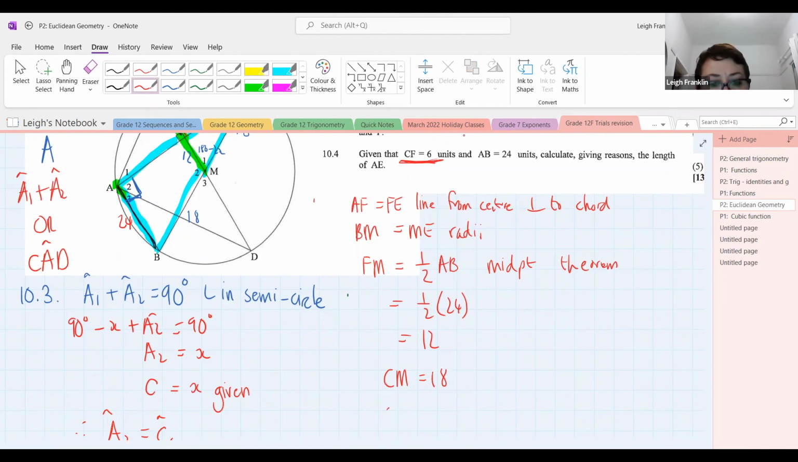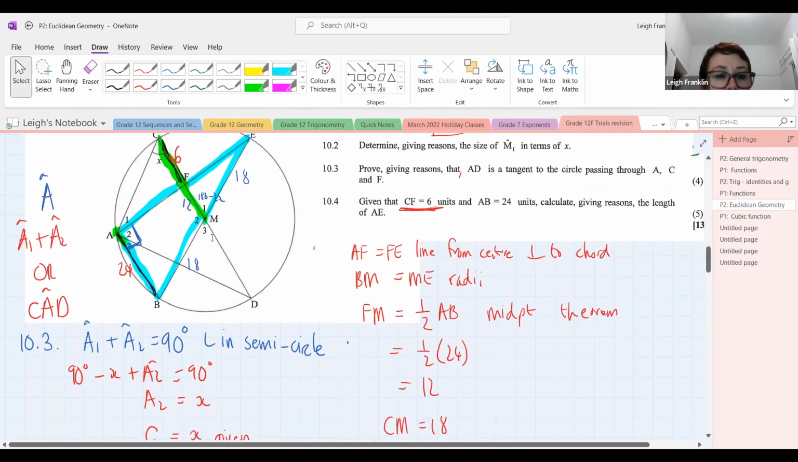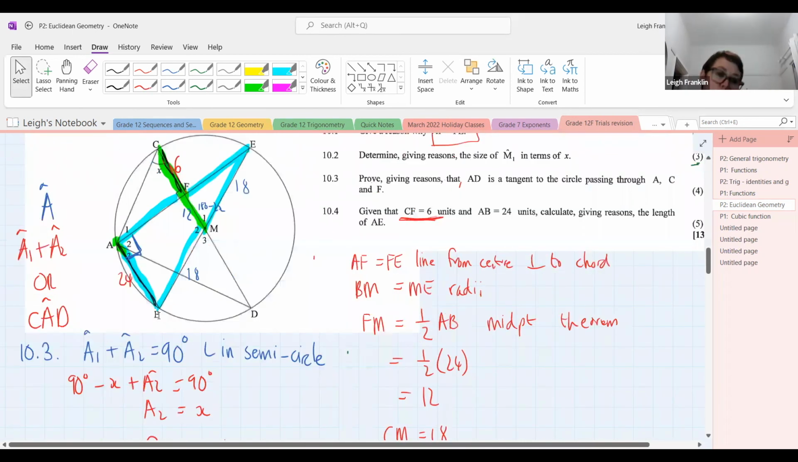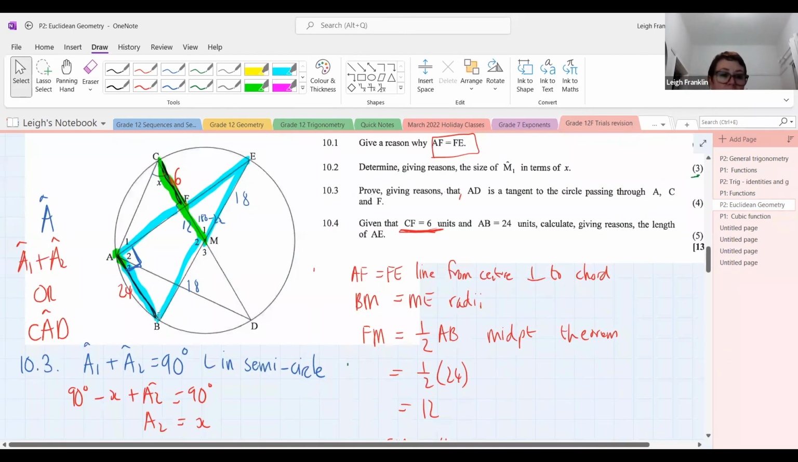So therefore, BM equals 18 and ME equals 18, because all three are radii of the same circle. CM is a radius, BM is a radius, and ME is a radius. Does that make sense, Ibrahim?